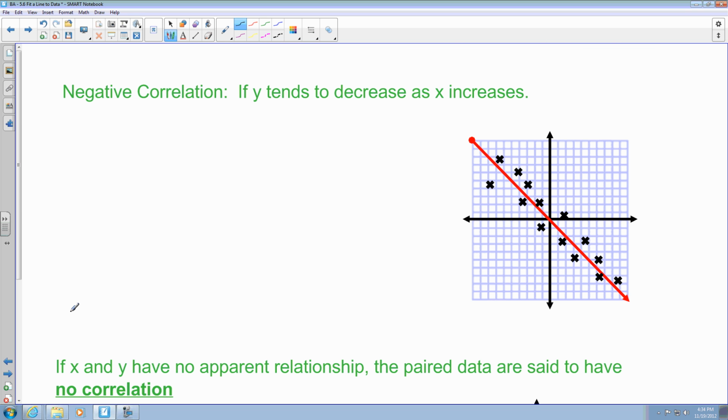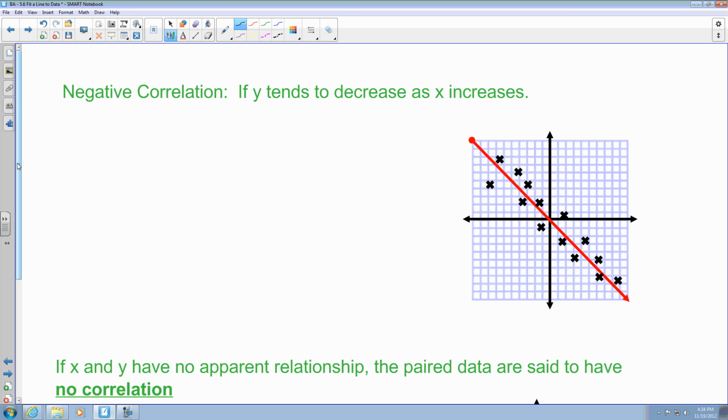The next type of relationship is a negative correlation. This is when the y value decreases as the x value increases. Again, I'm using the same type of x to show some type of data. And again, here's our example of a line of fit where it is going in a negative slope. So since it's going in a negative slope, we can make the conclusion that it has a negative correlation.